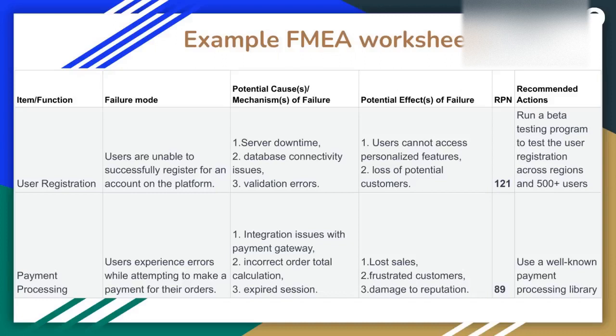So the causes could vary depending on the domain. For example, if this is a manufacturing project, the potential causes or the mechanisms of failure will be different, right? But the point here is the team is identifying a certain specific function, identifying the failure mode in that particular function, and then listing down the potential causes of the failure, right?